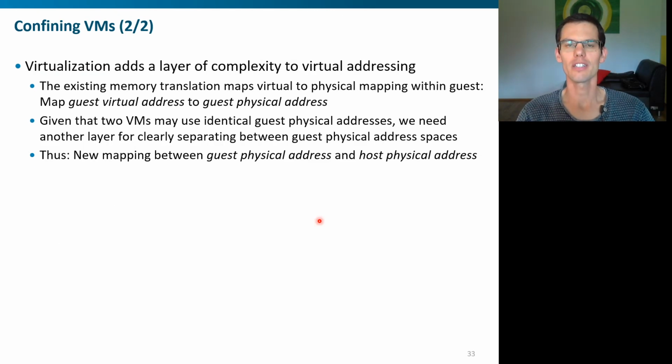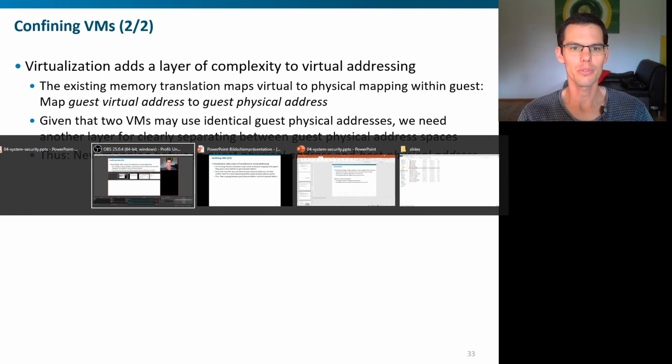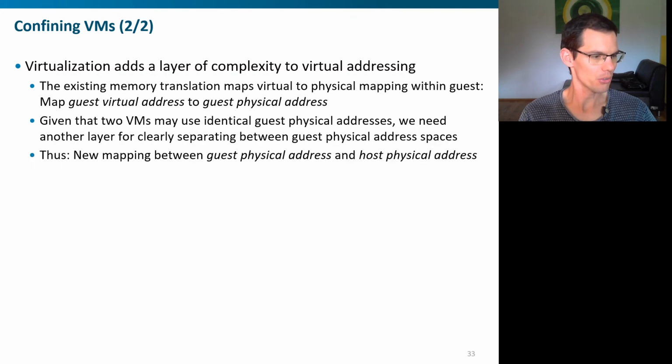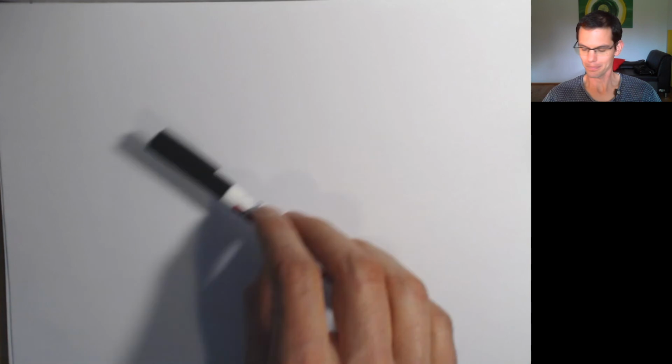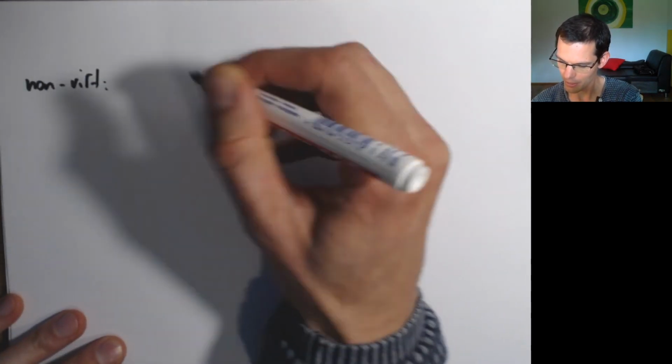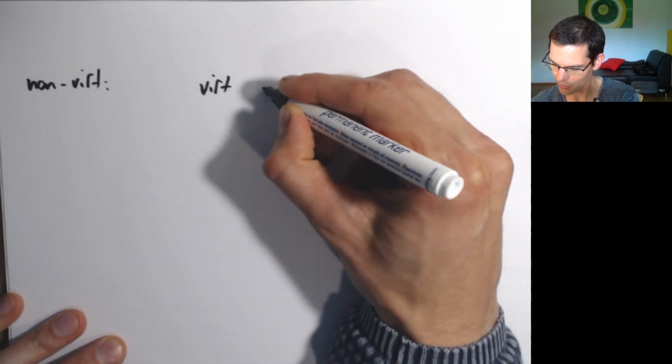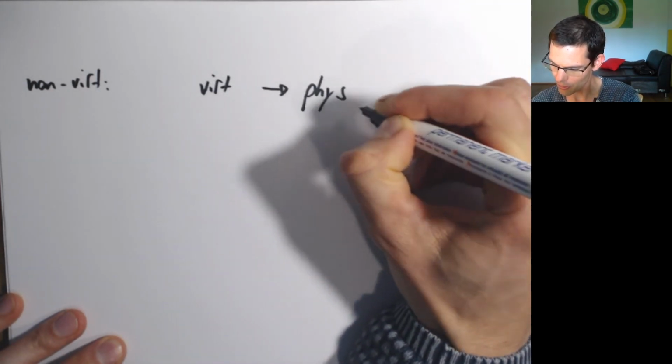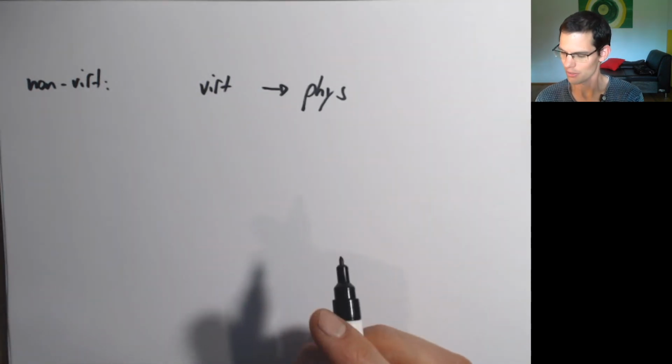Now, one complexity that we have though is that we have now one more layer of virtual addressing. Before, we had a simple translation from virtual memory to physical memory. This is not the case anymore for virtualized systems. So let me just swap to the whiteboard to show you a bit how this now works in practice. So before, in the non-virtualized world, we essentially had a mapping from virtual address to physical address. This is a one-level translation.